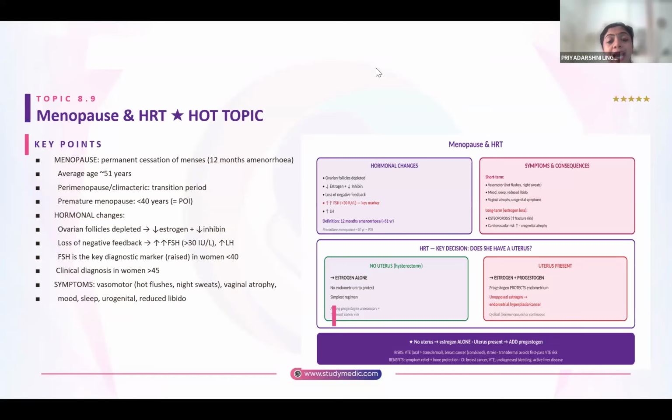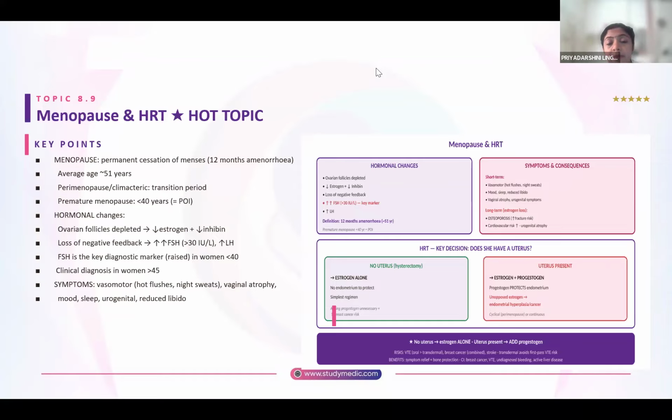diagnosis is the level of FSH going above 30 international units. With your FSH, your LH is also going to be raised. So, clinically, if any woman more than 45 years is not having periods for 1 year, then you can still diagnose menopause. Less than 40 years, when you're thinking of premature menopause or premature ovarian insufficiency, always go with FSH levels.